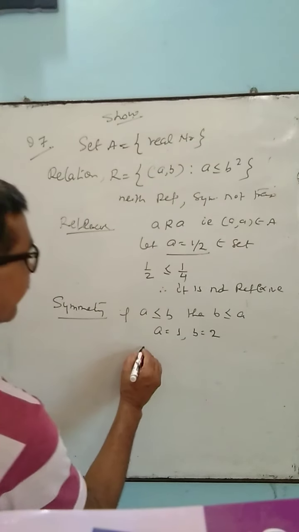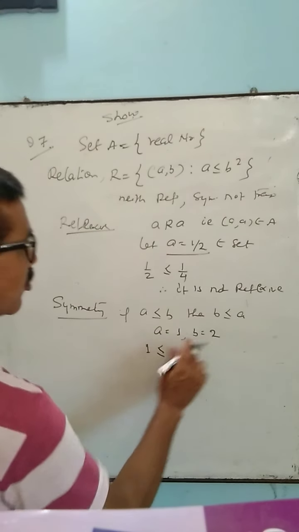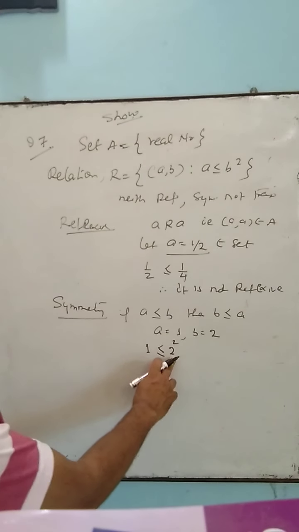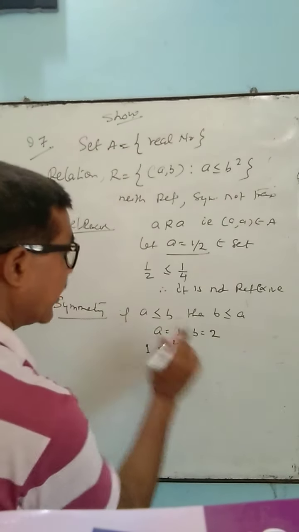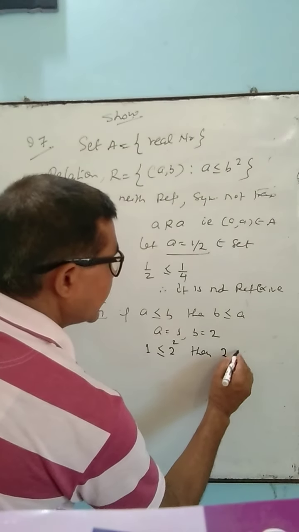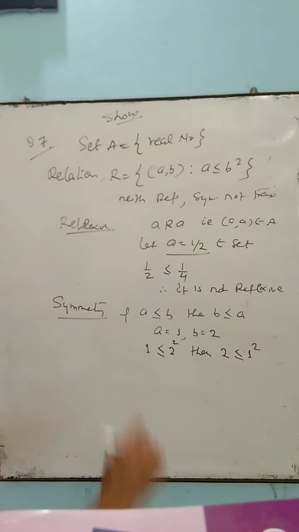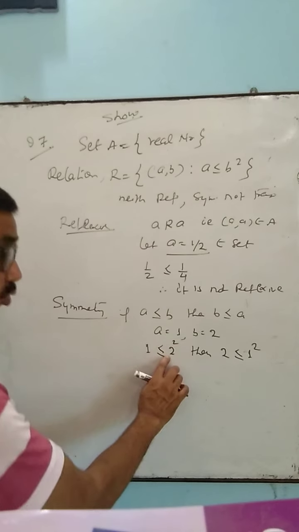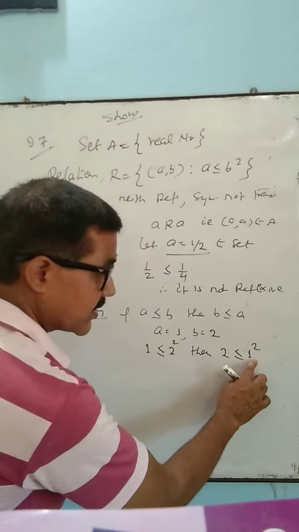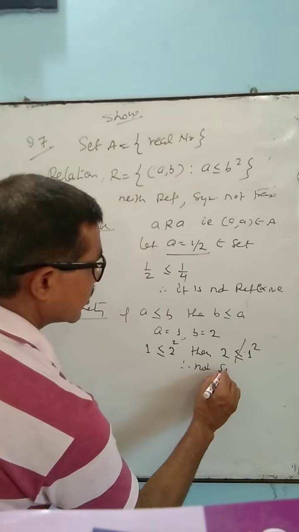Now a is 1, so 1 is less than or equal to b squared. b की value क्या है? 2. 2 का square. So 1 is less than 2 squared, that is 4. Definitely. If then, अब b की जगह हम क्या लेंगे? 2 is less than or equal to 1 squared. समझ में आई बात? If 1 is less than 2 squared, which is correct, then 2 is less than 1 squared. Neither it is less nor it is equal. This is not true, therefore not symmetry.